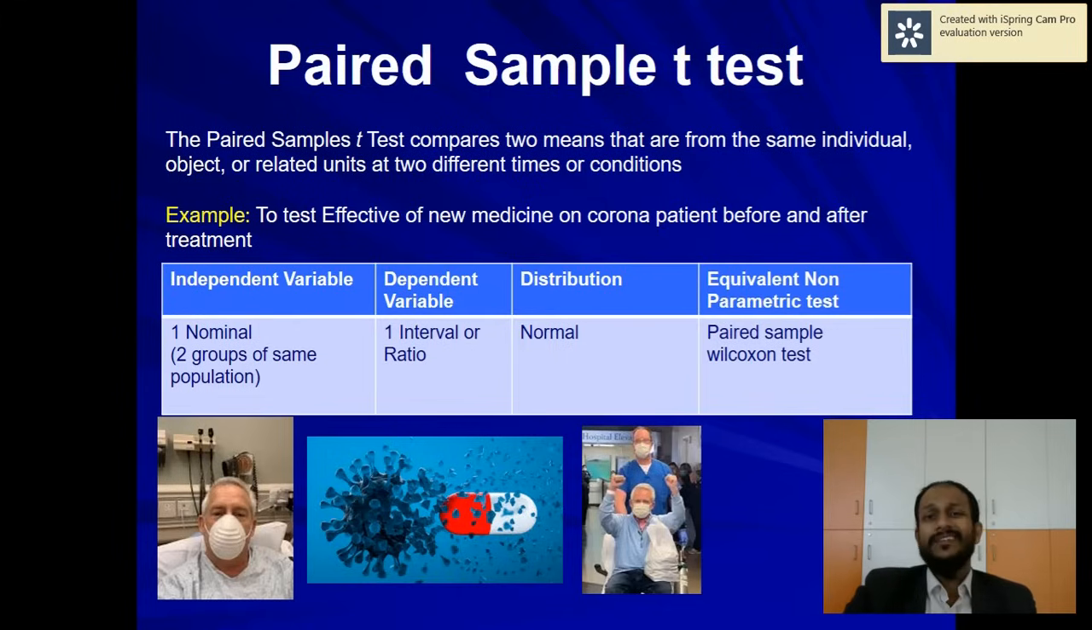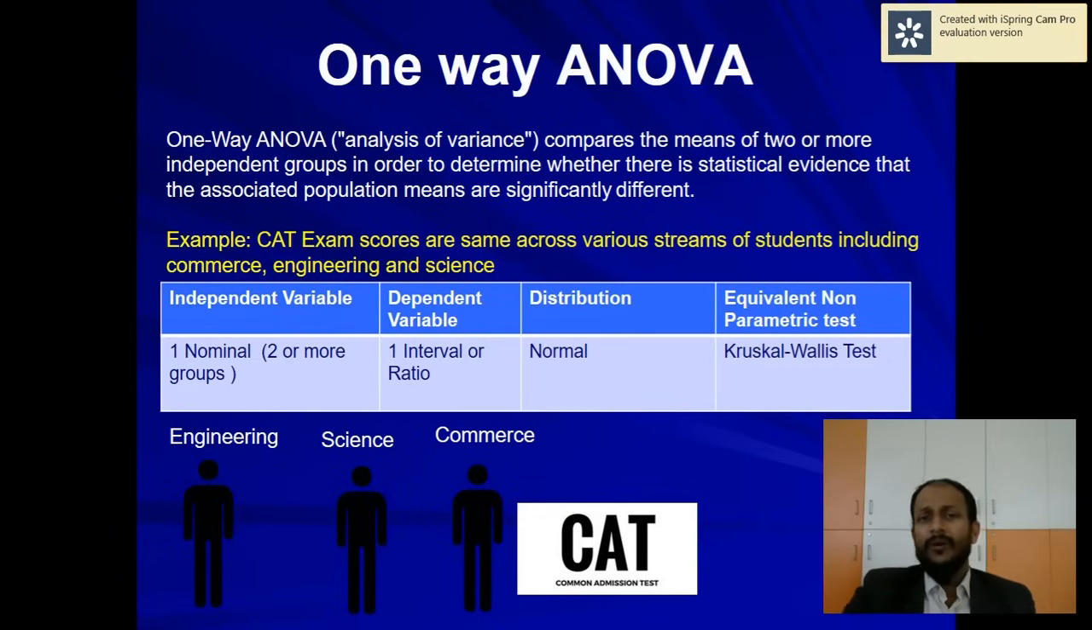Now when I am using this technique, what I call the paired sample t-test, I have also mentioned the characteristics of the scale that the independent variable and dependent variable need to have, and I have also mentioned the equivalent non-parametric test, for which we will be using a technique called the paired sample Wilcoxon test. Now let us discuss the one-way ANOVA. What do you mean by this one-way ANOVA?